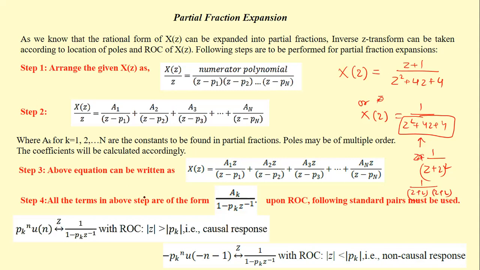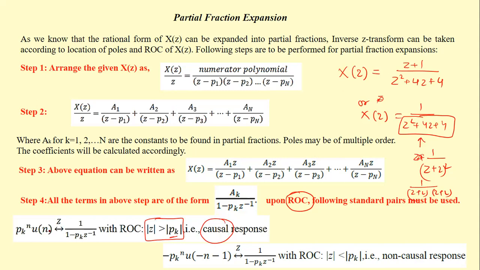Now in this, we again have to take care of the region of convergence. This is very important. If the region of convergence is greater than some value p_k, some kth pole of the given sequence, right? It would give us a causal response. Okay, it is a right sided response. So this is what we have to take care of.